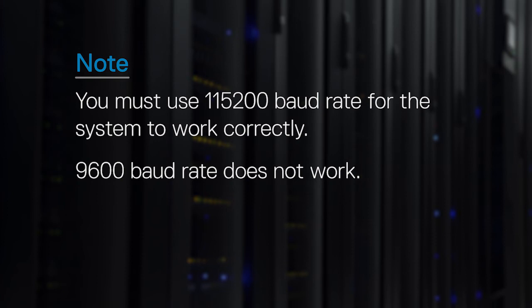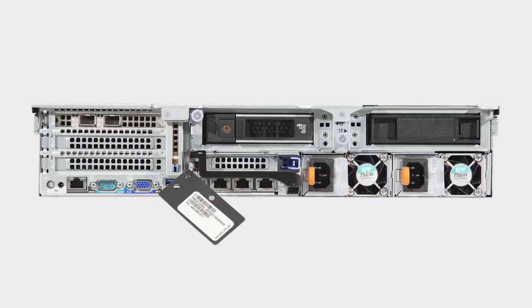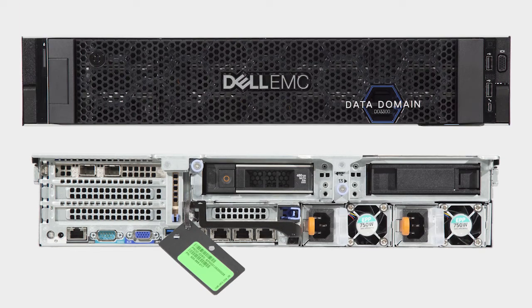Note, you must use 115,200 baud rate for the system to work correctly. 9600 baud rate does not work. Now, press enter to activate the console. The initial username is sysadmin, and the initial password is a system serial number found either on the PSNT hang tag attached to the rear handle of the chassis, or the enterprise service tag, which is located in the lower right-hand corner at the front of the chassis.